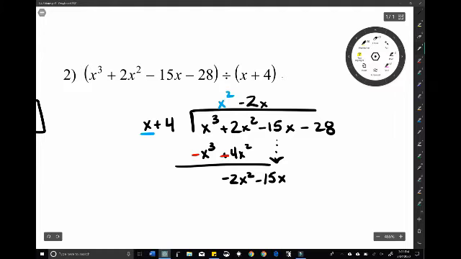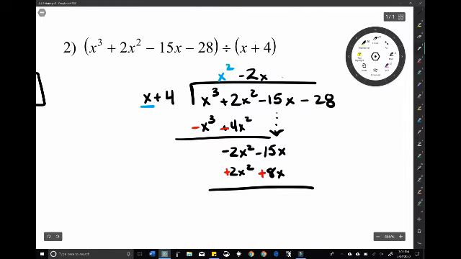So negative 2x minus 8x. Switch the signs, so plus, plus. Negative 15 plus 8 is negative 7. We'll bring down the negative 28. Okay, and from here, we will then just have to make this a minus 7. Negative 7x minus 28. What do you know?